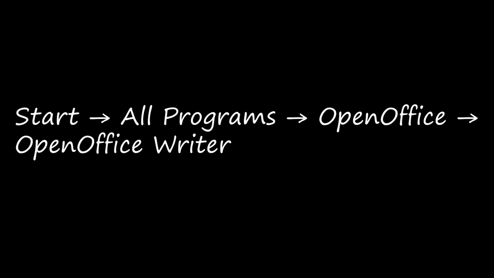Or in the older versions, it will be Start, and then you have to go to All Programs. When you click on Start, a dialog box will be displayed with many options. From there you can select All Programs. Inside All Programs, OpenOffice will be there, and inside OpenOffice you will have OpenOffice Writer. You can select OpenOffice Writer from there, and then a Start Center screen will sometimes appear.